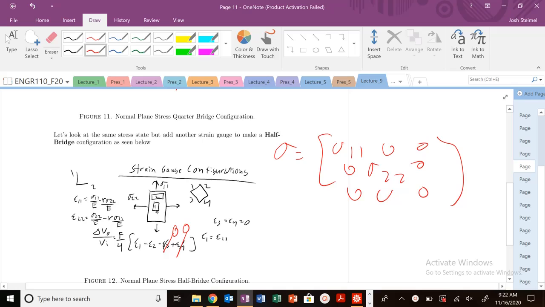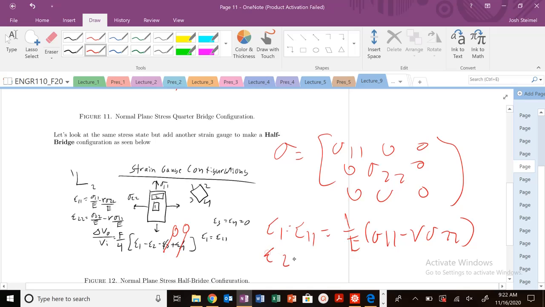So now we need to look at, okay, 1 1 is still aligned with the 1 direction. So my strain in 1 is going to be equal to the strain in 1 1, which is going to be equal to 1 over E times sigma 1 1 minus nu sigma 2 2. Now, the strain gauge in the 2 direction is aligned to the 2 2 direction. So it's going to measure strain in 2 2, which is going to be 1 over E times sigma 2 2 minus nu sigma 1 1.